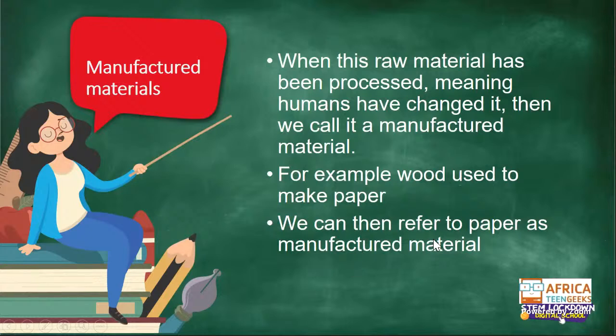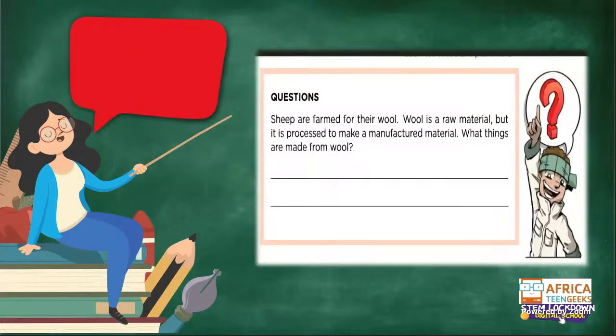We can then refer to the paper as being what? As being a manufactured material. So in this example that I gave, the wood is your raw material, the paper is your manufactured material. The wood is raw because it's natural, and the paper is manufactured because it has been changed by humans, it has been processed so that it becomes what? It can become paper.